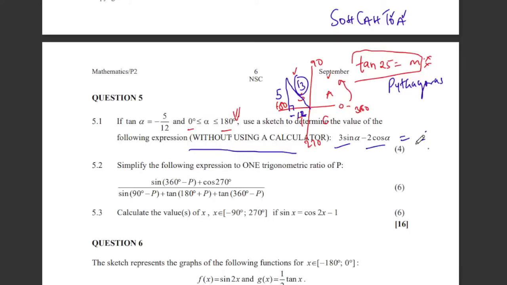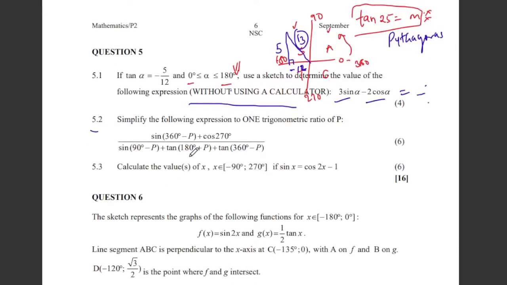Okay, then 5.2, they're telling us to simplify the expression. They highlighted these capital letters. In English, it would be wrong to write capital letters in between, but in maths, it's allowed.